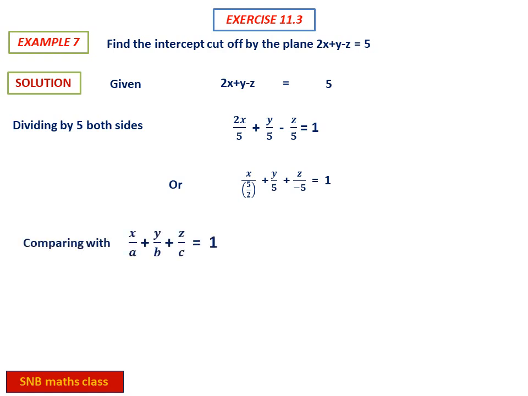Therefore, comparing with x by a plus y by b plus z by c equal to 1, that is the intercept form, we get a will be equal to 5 by 2, b will be equal to 5 and c will be equal to minus 5. So these are the intercepts. So this is example number 7.